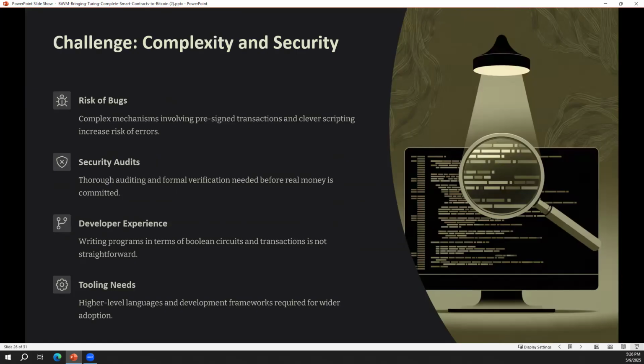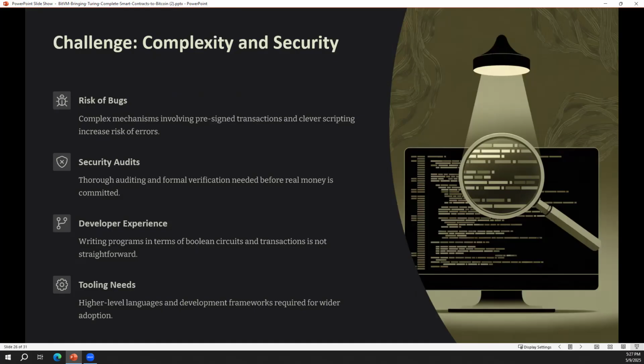So we have another challenge, which is complexity and security. The BitVM mechanism involves many pre-signed transactions and clever scripting, which is inherently more complex than regular Bitcoin transactions. With complexity comes risks of bugs. A small script error or mis-signed transaction could lock funds unintentionally or create an attack surface. So auditing and formally verifying BitVM contracts and the general framework is crucial before real money is put into play. The project's code is heading for audits, and the academic work provides a formal model, which helps.